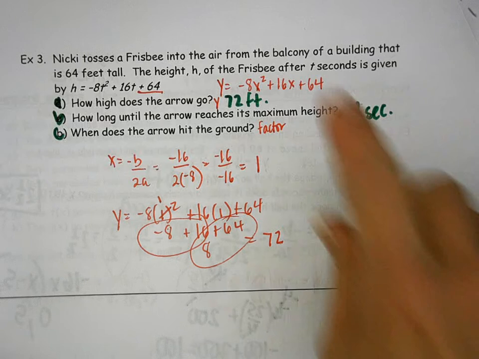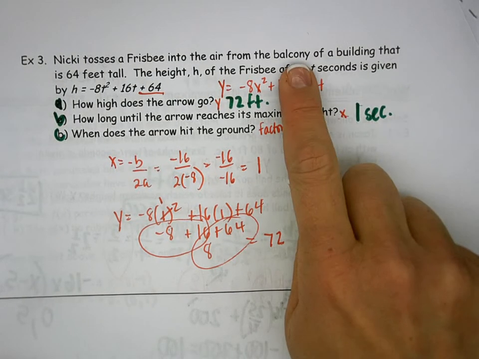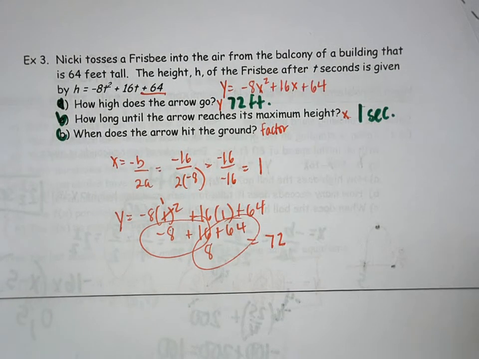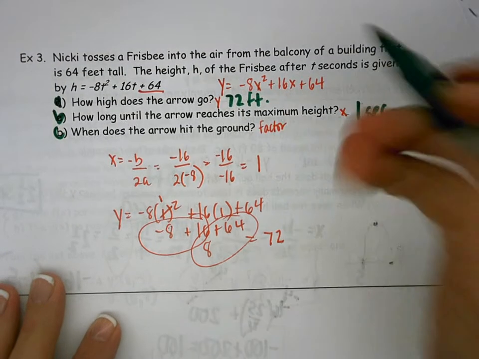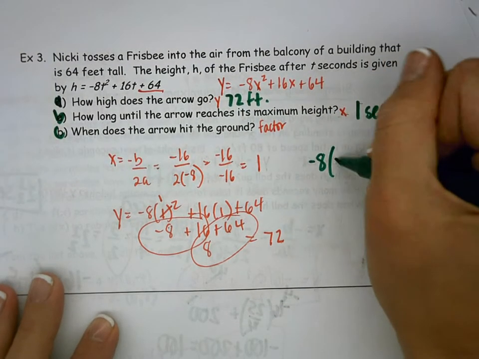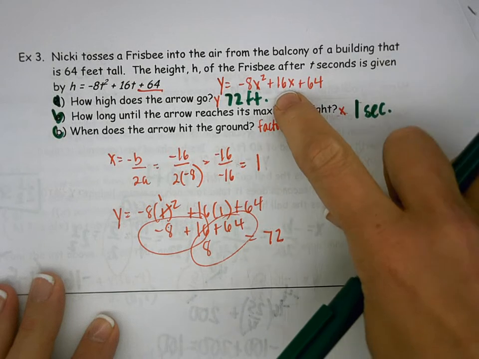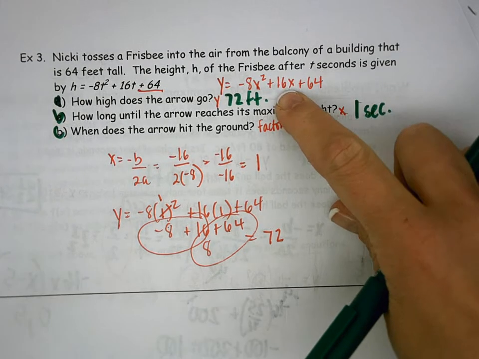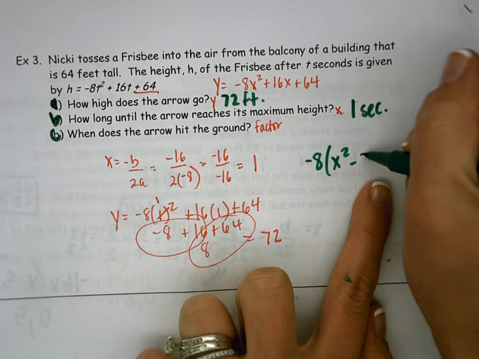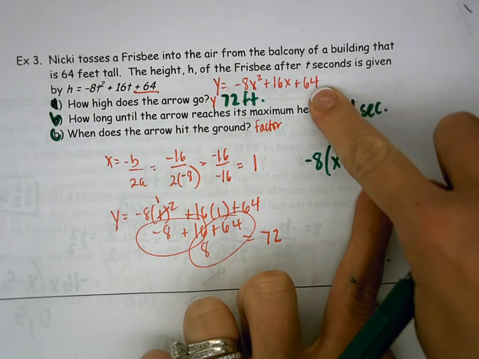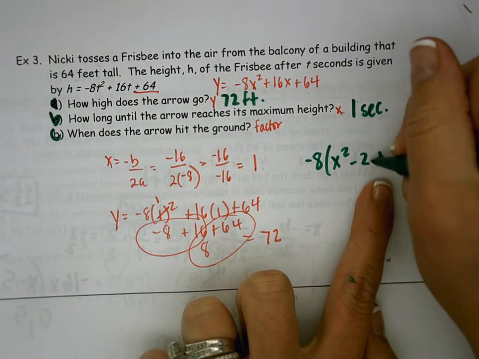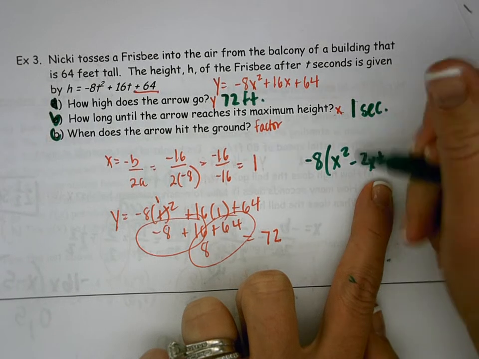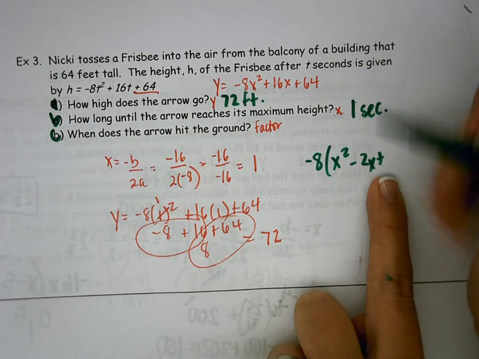Okay? So then we have to factor on this one because it's starting at a distance. It's starting from a balcony. When you're factoring this, always take out your GCF first. In this case, I can take out a negative 8. So I get x squared, 16 divided by negative 8 would make negative 2 plus, and 64 divided by negative 8 is negative 8, right?